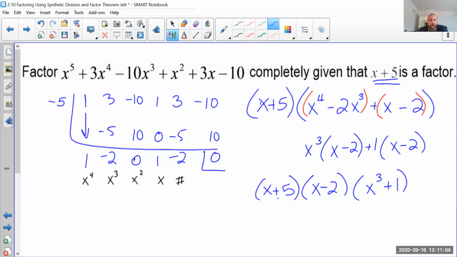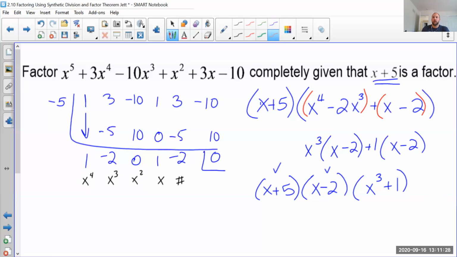Now, 2 terms, binomials. That's a linear. I'm done. Anytime I have cubed, I'm looking for sum or difference of cubes. Is this a sum or difference of cubes? Is x cubed a perfect cube? Is 1 a perfect cube? This can be factored a little bit further.